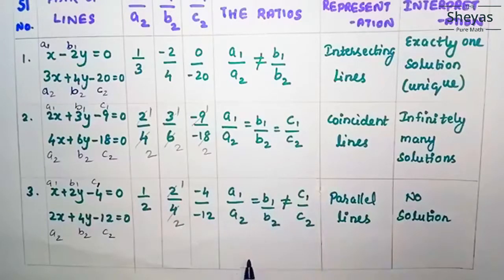If this condition occurs, then the graphical representation will be parallel lines. So these two linear equations will be parallel lines. Okay. So graphically they are parallel lines. And what about the solution? They have no solution at all. So no solution. Okay.